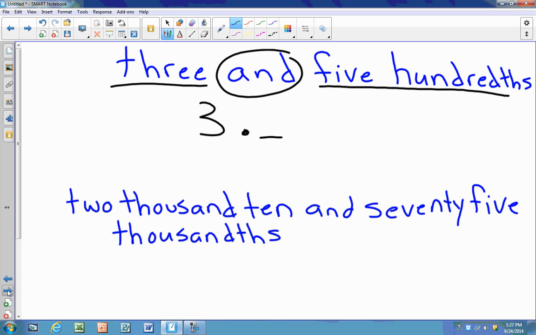So I know this is tenths, this is hundredths. So my 5 has to end in the hundredths place. So what number can I fill in here to make my number correct? I can fill in a 0.